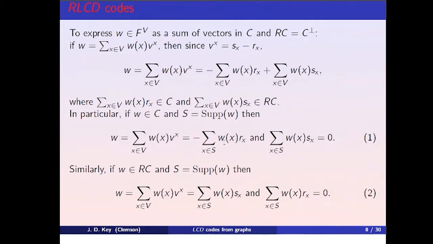With support, it's just some of the rows that give it support. And it also tells you, more importantly, that this thing is 0. And the same thing holds for RC, there's no difference between RC and C as regards codes, they're dual to one another. So you get the same thing, that it's the sum of the SX, and that likewise the sum of the R's is 0. So that's quite neat.